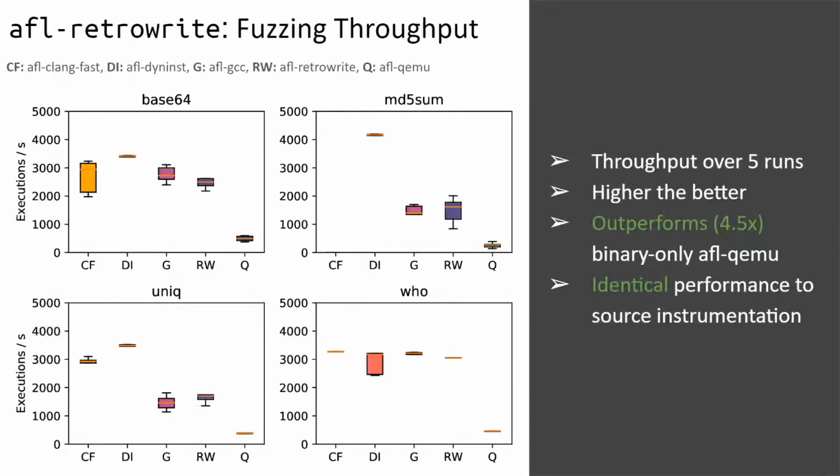Look at performance. We evaluate AFL RetroWrite on real-world applications and benchmarks and compare against source-based solutions, AFL GCC and AFL Clang Pass, and against other binary-only tools such as AFL QEMU. AFL RetroWrite is about 4.5 times faster than AFL QEMU, which is the default binary-only solution shipped with AFL. Compared to source code solutions, AFL RetroWrite is identical in performance. This means that we can collect coverage feedback for binary applications at the same cost as compile time instrumentation.